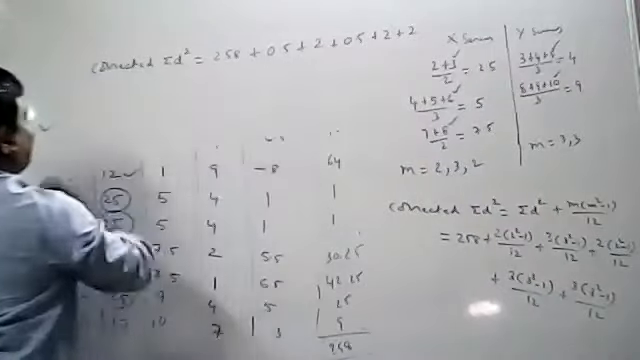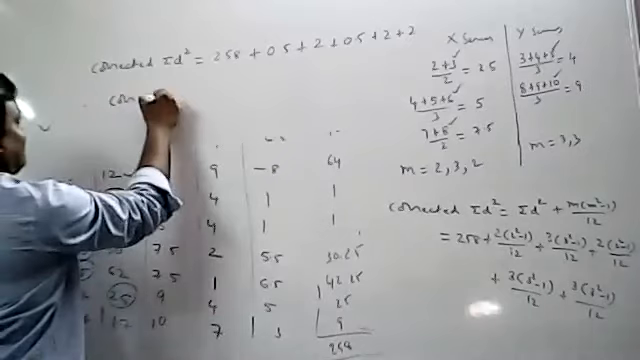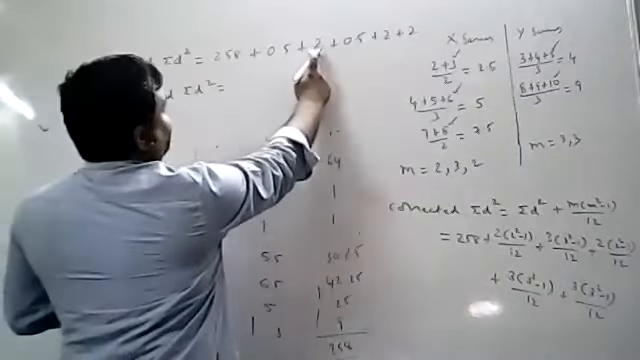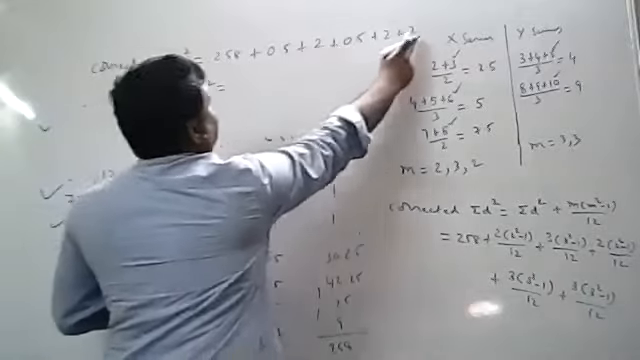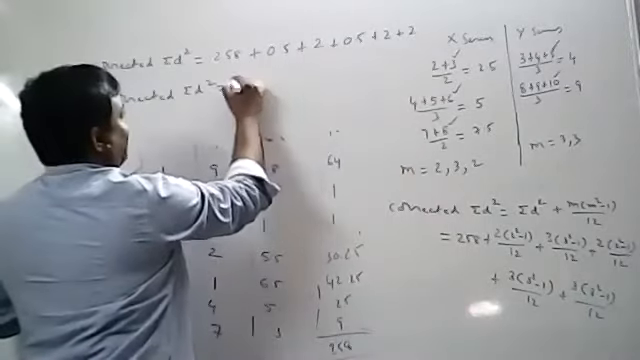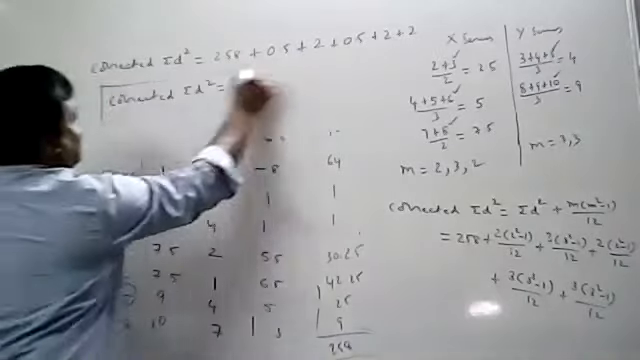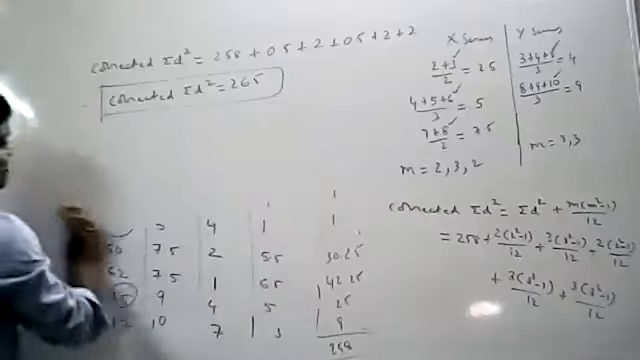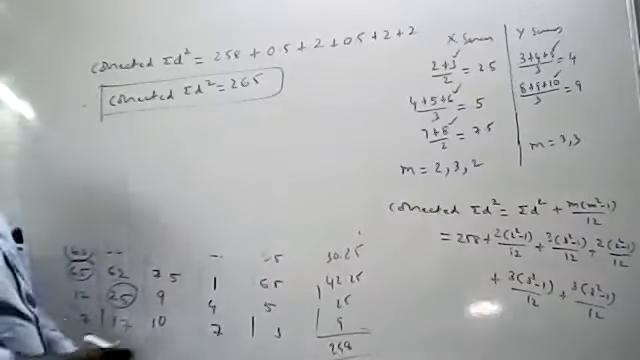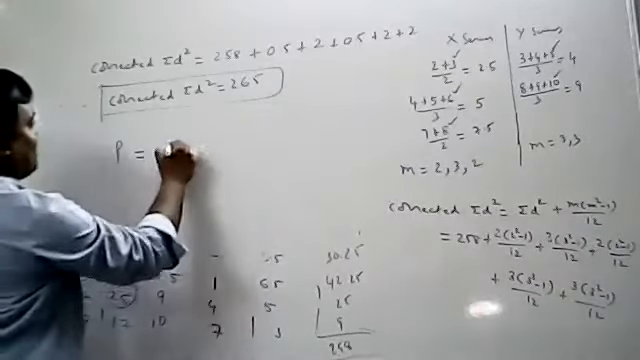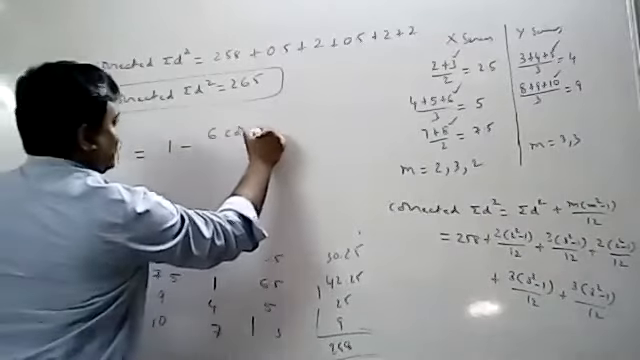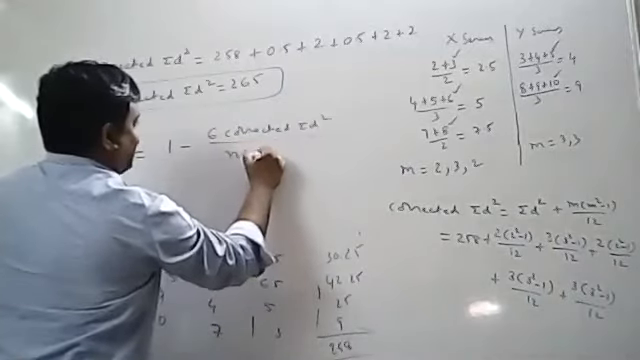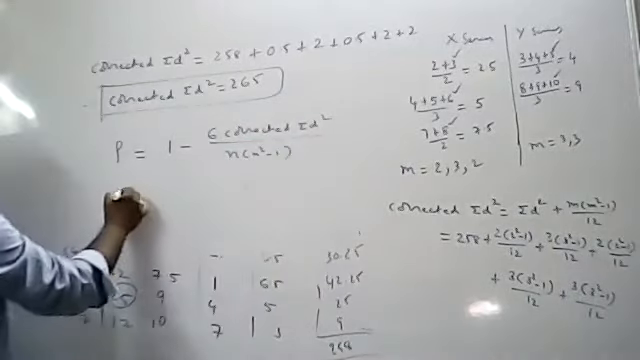So finally, what is the corrected summation d square value? Corrected summation d square equals 258 plus 2, 260, 260 plus 1, 261 plus 2 plus 4, 265. Corrected summation d square equals 265. Now I know corrected summation d square. I can calculate the rho value now. So rho equals, what is the rho formula? 1 minus 6 corrected summation d square by n into n square minus 1.